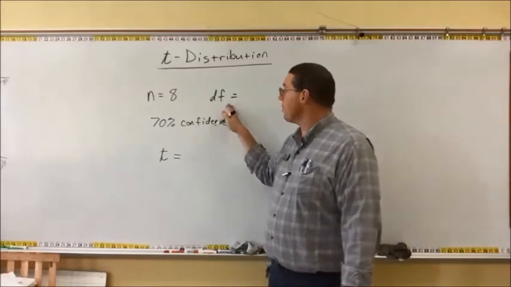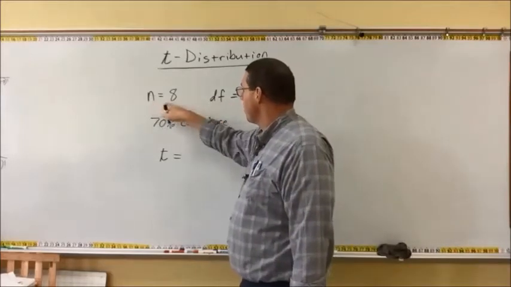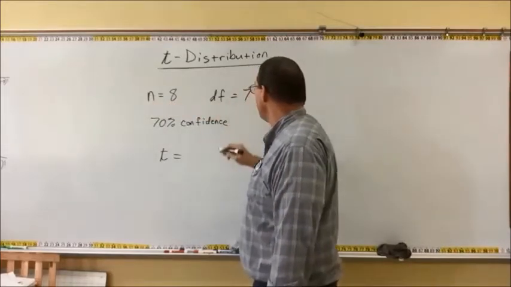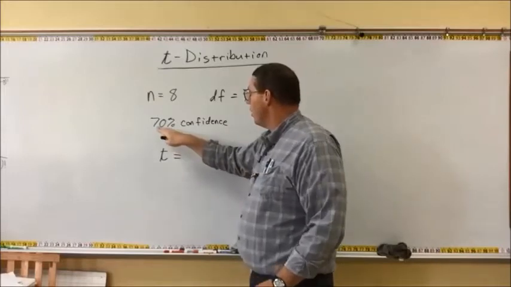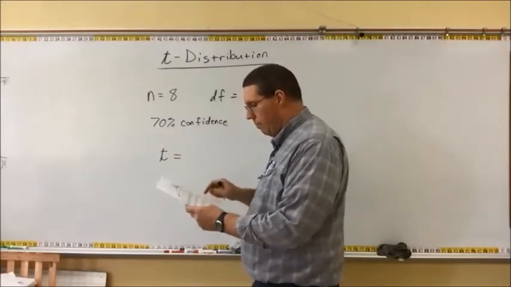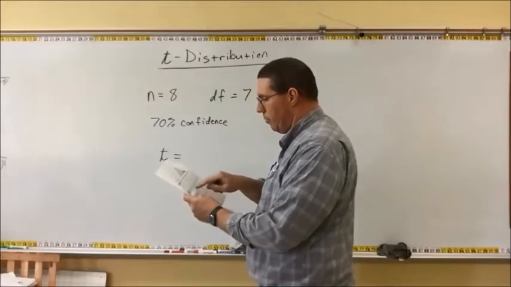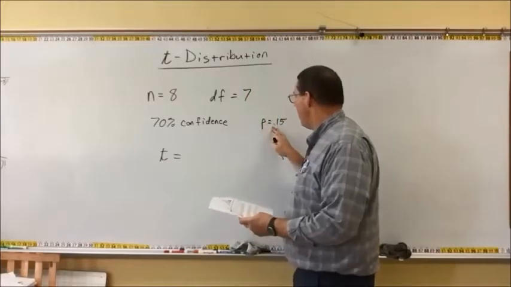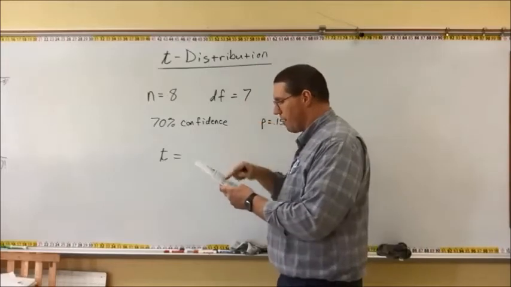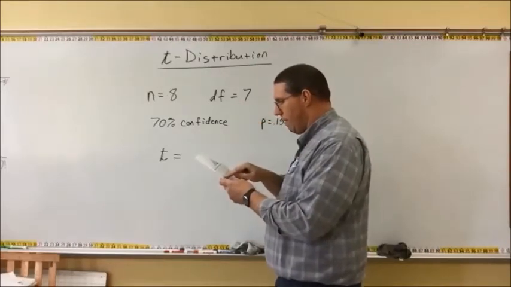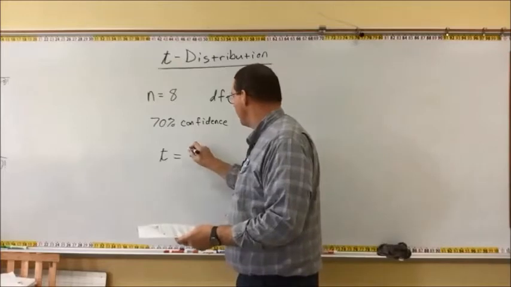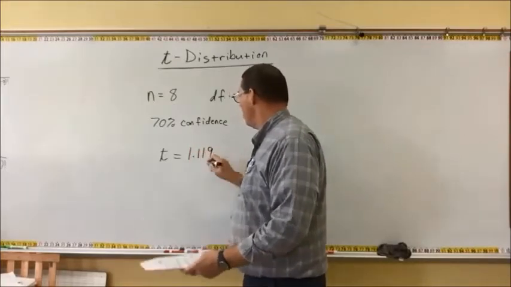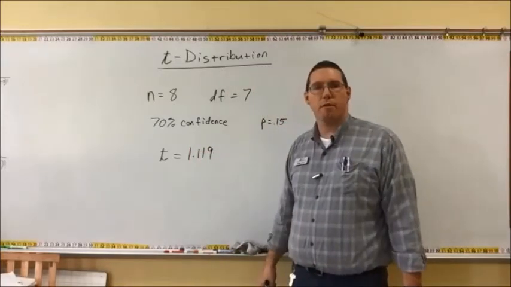All right, so our degrees of freedom here, if our sample size is 8, our degrees of freedom is 7. And then we're going to go to the 70% column, which is the third one over, and we can see that the p-value is 0.15. And in that column with degrees of freedom of 7, we have 1.119. That is our t statistic.